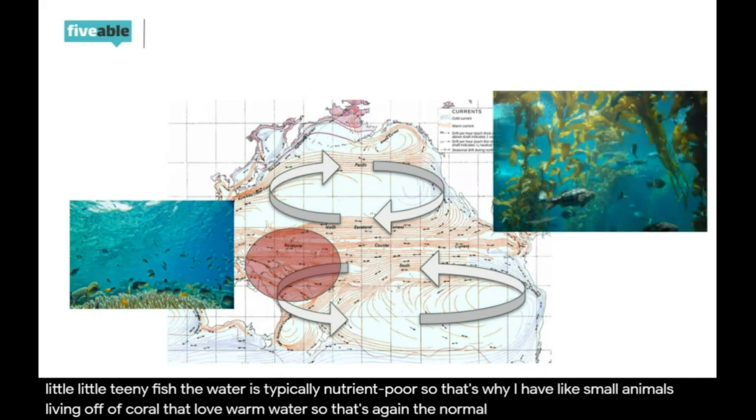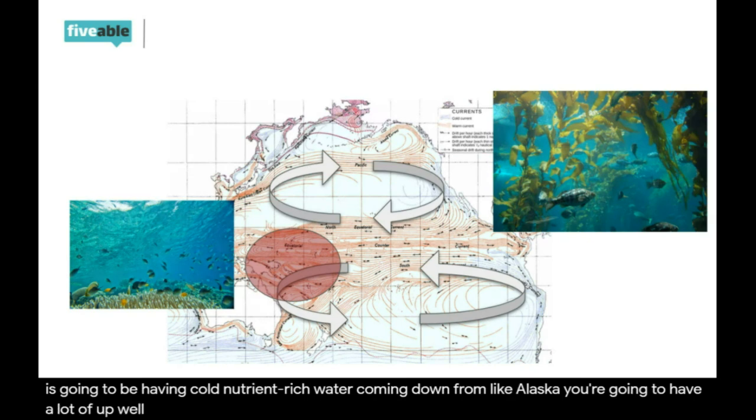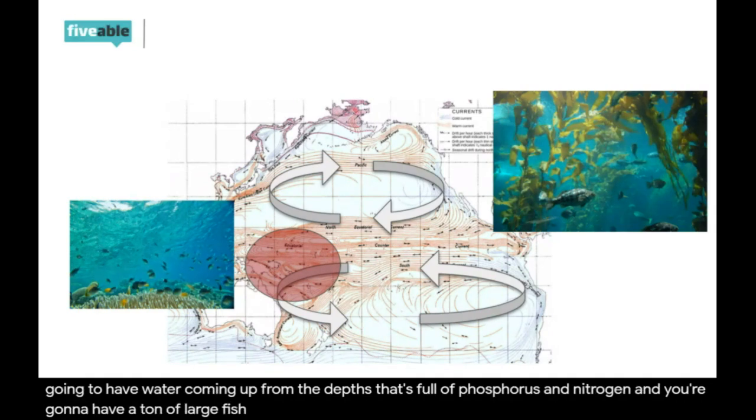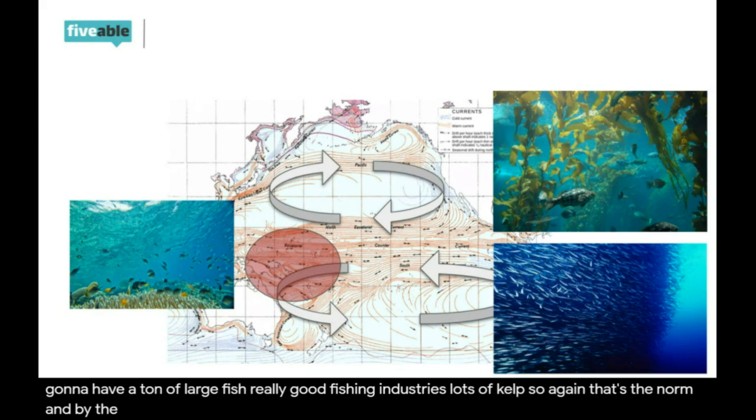The norm for North America is going to be having cold, nutrient-rich water coming down from like Alaska. You're going to have a lot of upwelling going on as that water on the surface is heading over towards Australia. You're going to have water coming up from the depths that's full of phosphorus and nitrogen, and you're going to have a ton of large fish, really good fishing industries, lots of kelp. So again, that's the norm. And by the norm, I'm saying not an El Nino. This is non-El Nino, normal times.